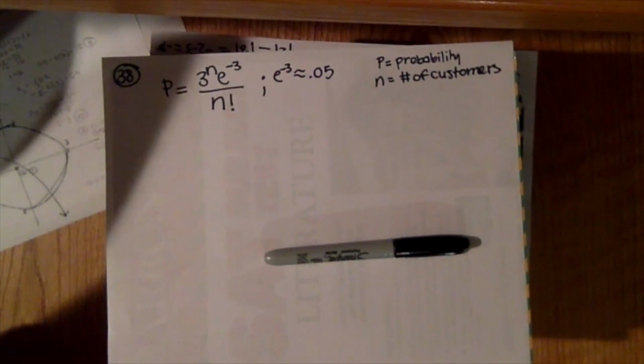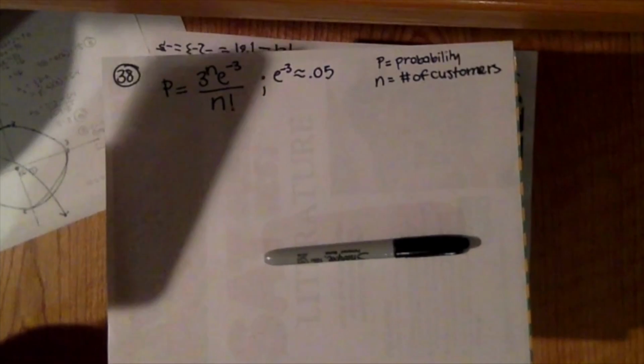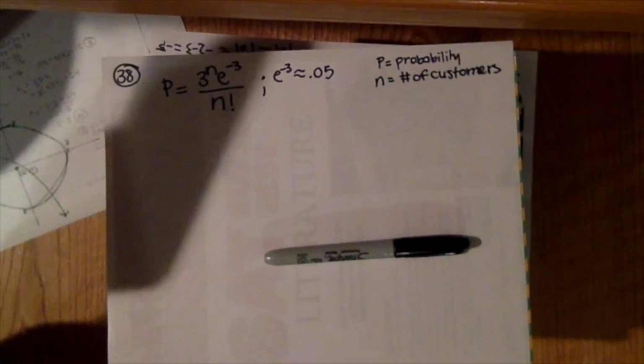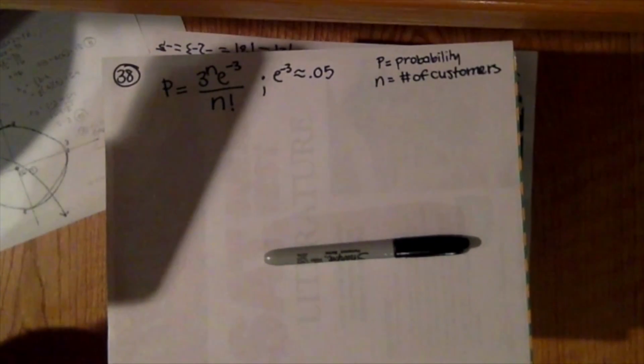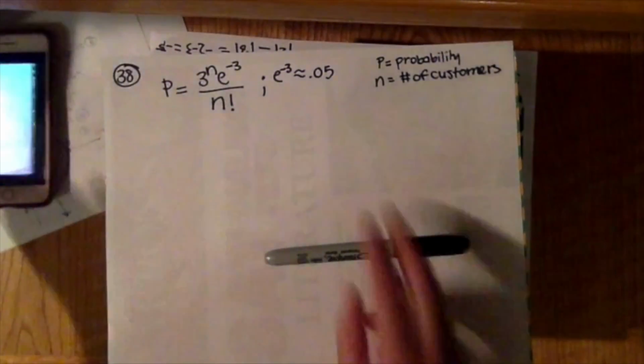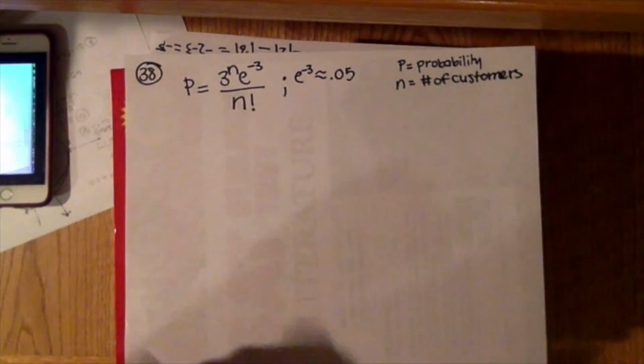Given that e to the negative 3 is approximately 0.05, which of the following values is closest to the probability that exactly 2 customers are in line when the post office closes? Okay, so that's a lot of words. It's kind of a scary equation, but let's break it down.